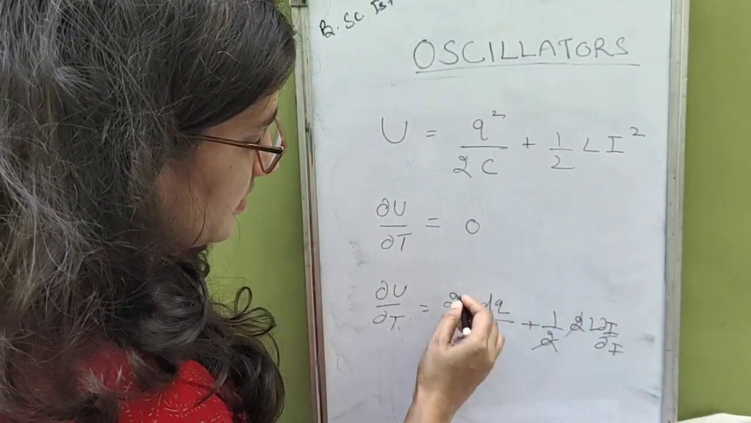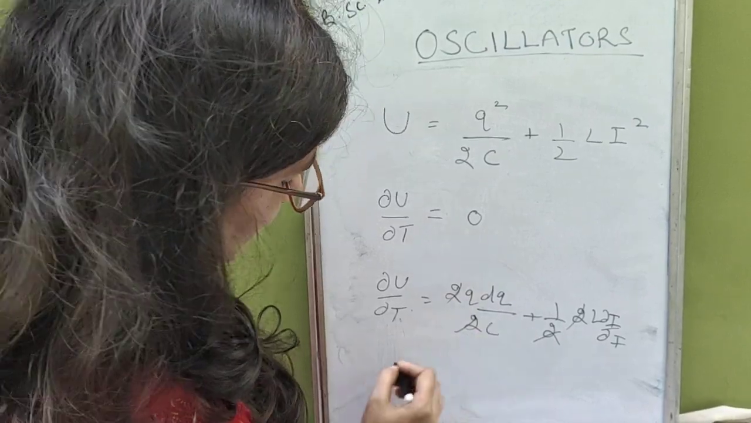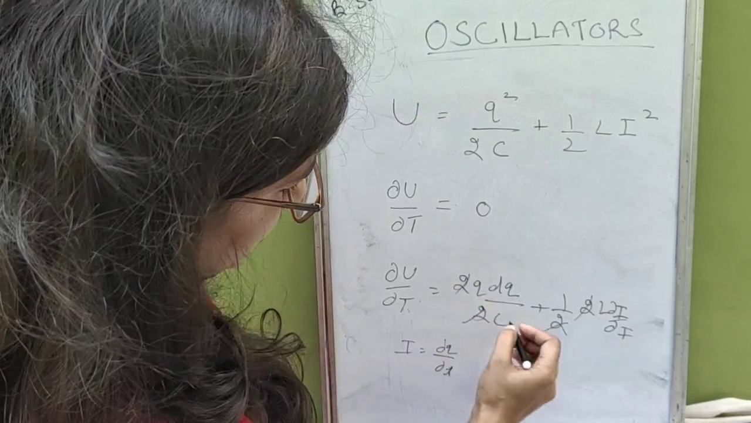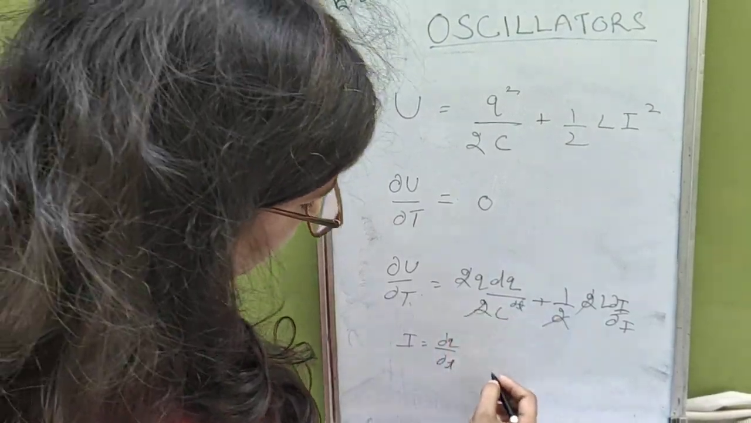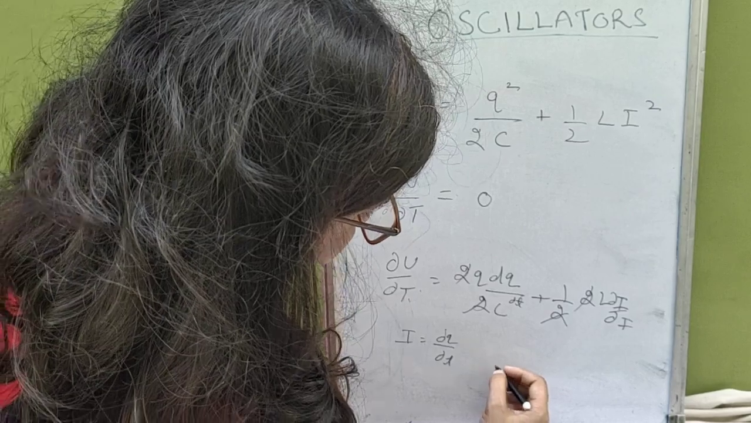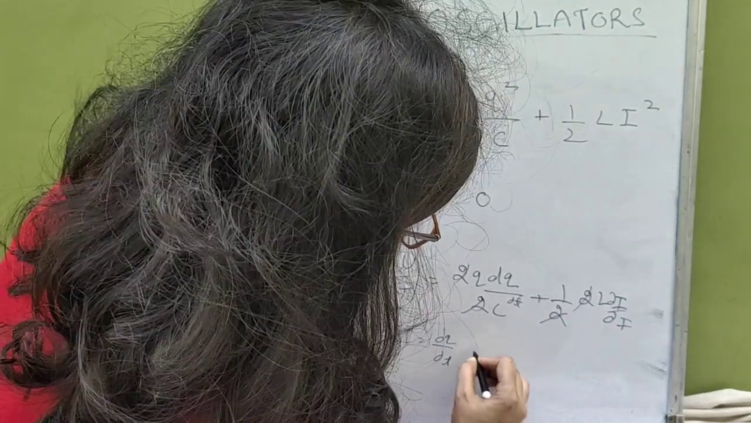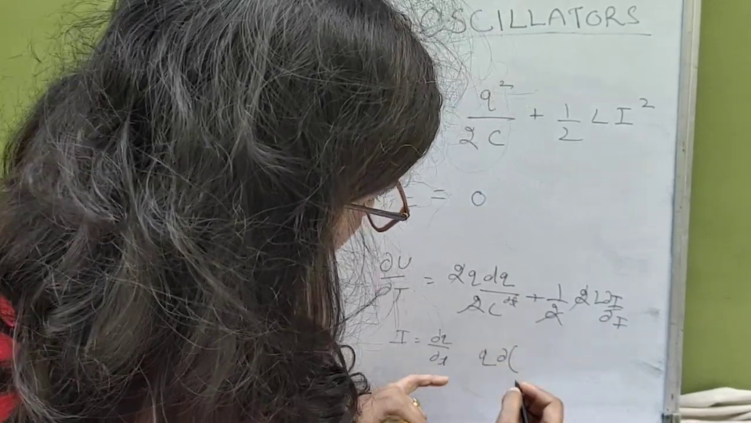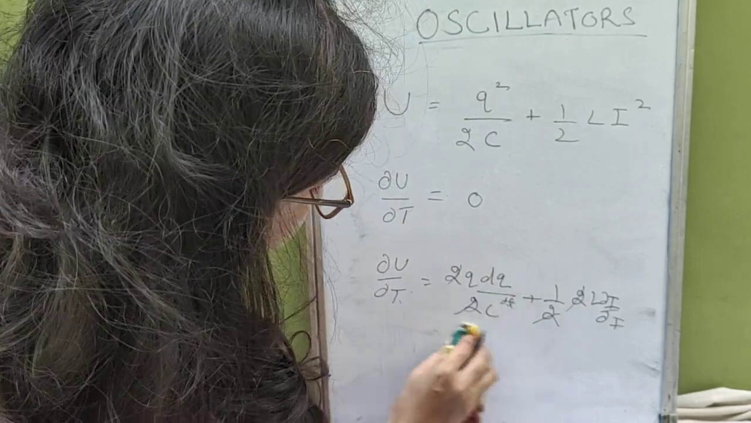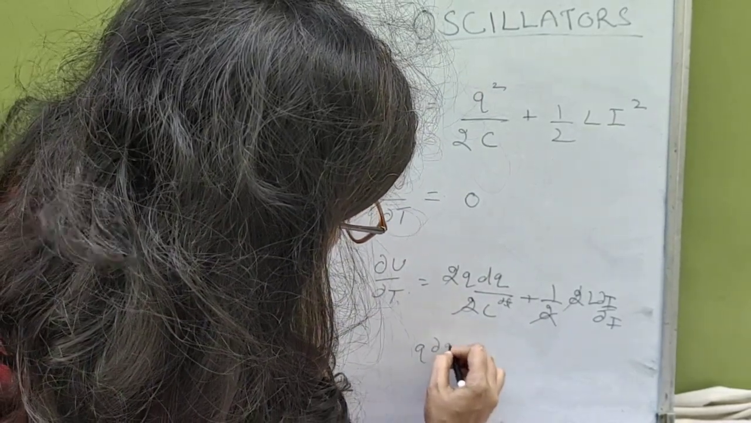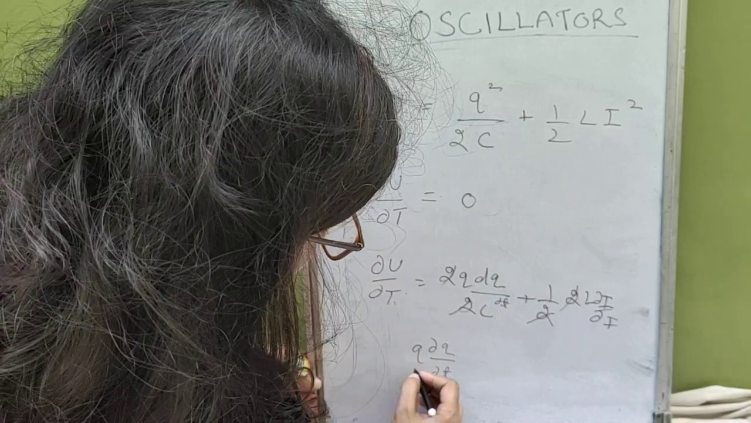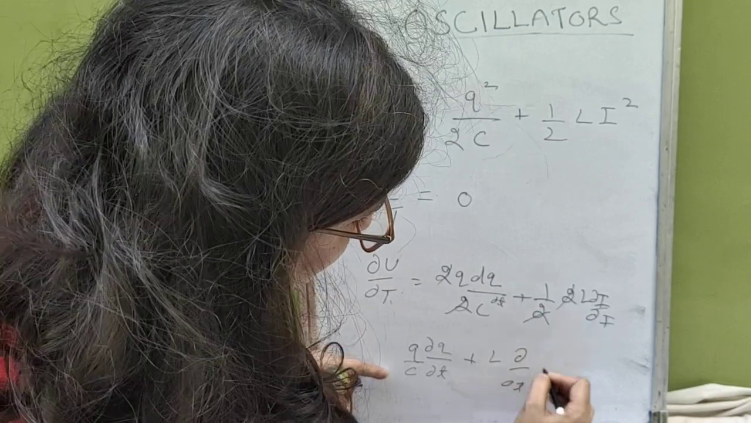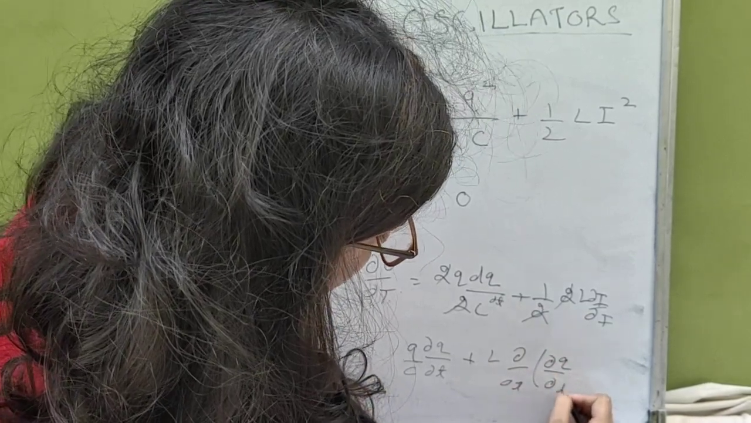Okay, to cancel, after cancelling everything, the equation that you get, and we can put I is equal to dq by dt. By putting this equation here, we can calculate the complete equation: q into d of q into dq by dt divided by c plus L into d by dt into dq by dt.